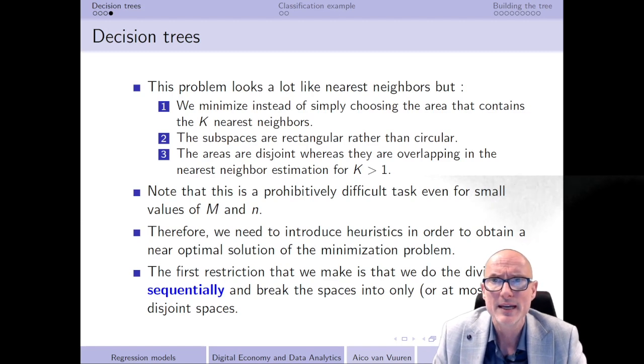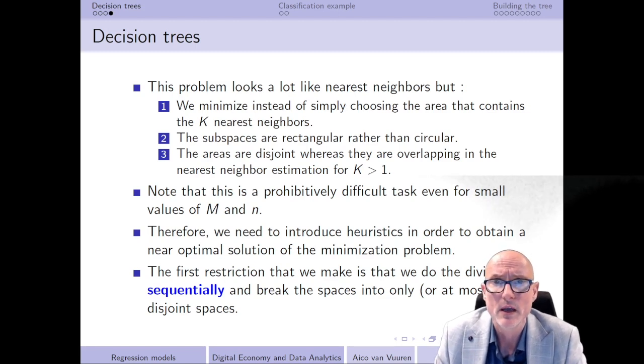So therefore, you should realize that k-nearest neighbors and decision trees do have a lot in common. However, you should also realize that there are quite important differences between decision trees and nearest neighbors, and before I go on, I would like to discuss them first. The first difference is that in the case of decision trees, we minimize, instead of simply choosing the area that contains the k-nearest neighbors.